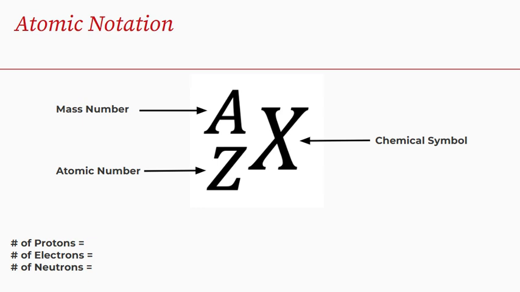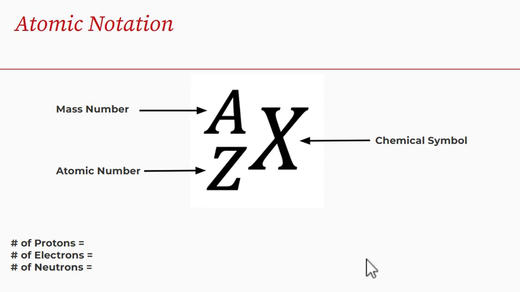Here we have atomic notation, which you've probably seen before. We can write it as having X, which is our chemical symbol. For example, for oxygen, it would be an O. The A, the number on top to the left, is the mass number. And then Z, the number on the bottom to the left, is the atomic number. With just atomic notation, we can instantly find out the number of protons, the number of electrons, and the number of neutrons that are present in an atom.